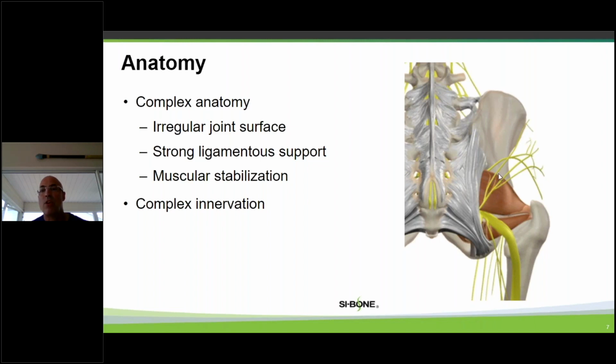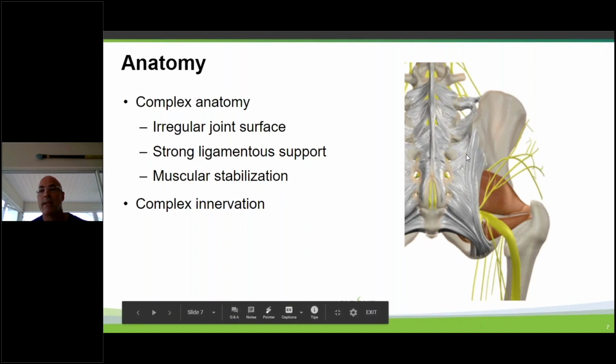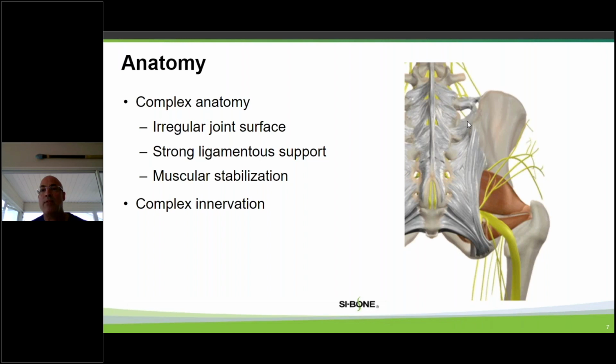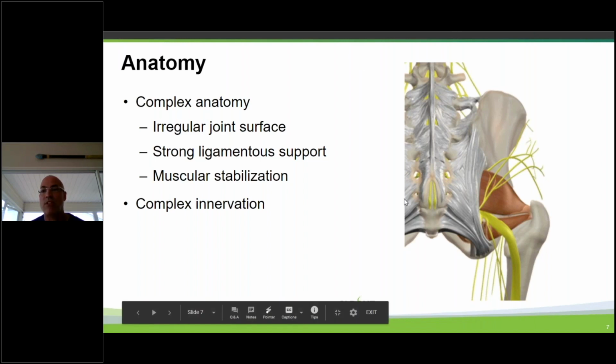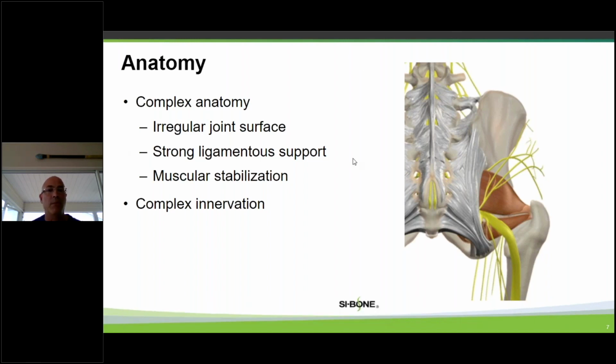These yellow structures here are nerves. This is the sciatic nerve. It goes all the way down the leg. So if the sacroiliac joint becomes inflamed or dysfunctional, there are not only nerves in the back that become painful, but also nerves in the front of that joint that become painful as they course down the leg. That's what gives you those sciatic type symptoms.